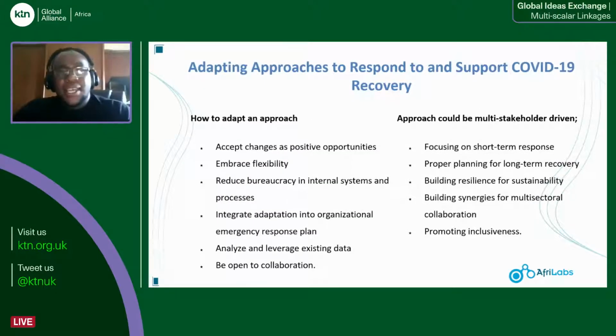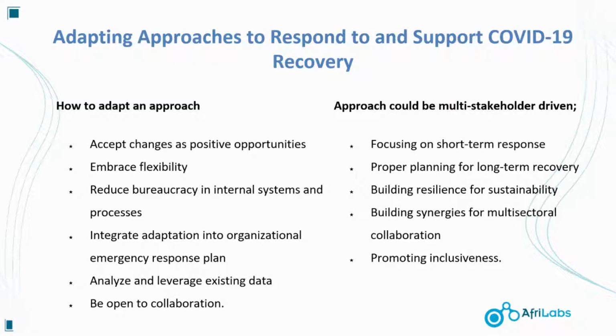Now, the approaches to responding and to supporting COVID-19 recovery. I think the first and foremost is really reframing the pandemic as a positive opportunity. So accepting those changes as a positive opportunity and embracing the flexibility, as I was speaking on just now. The reduction of bureaucracy in internal systems and processes, which is, I think, a key element that can be adopted across the board as well, from small businesses that are trying to adapt their processes to larger entities within the ecosystems, all the way up to the bureaucratic processes within national systems as well.